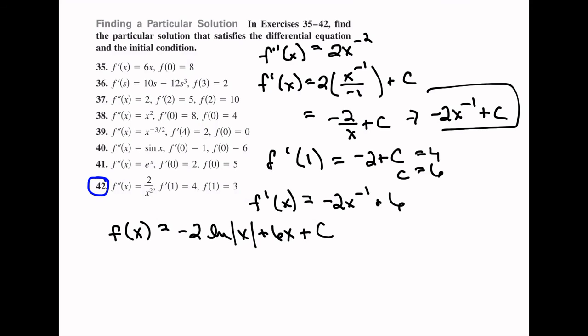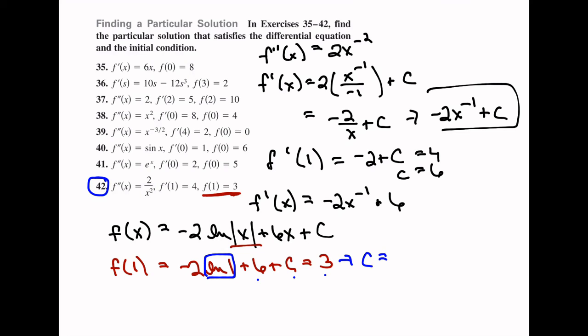Alright, now let's use that fact that f of 1 equals 3. So f of 1 equals negative 2 times the natural log of 1. It's already positive, so I don't have to write those absolute value symbols. Plus 6 times 1 plus c equals 3, because it says it has to equal 3. And hopefully you know without a calculator that the natural log of 1 is 0. So negative 2 times 0 is 0. So then we just have 6 plus c equals 3. Subtract the 6 from both sides, and c equals negative 3.